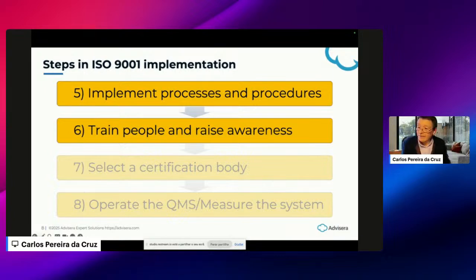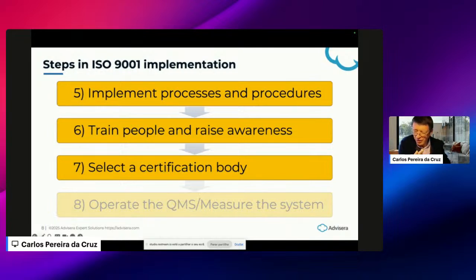Now, step number 7, select a certification body. Choose a certification body, consider criteria relevant to your situation, and inquire about their requirements, okay? By the way, I believe that organizations may have some advantage in selecting a certification body well in advance of asking for the certification audit, okay?